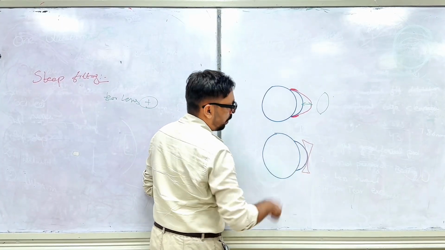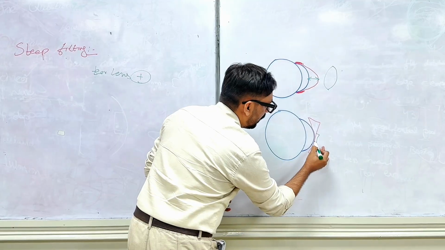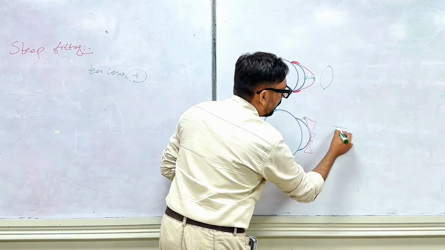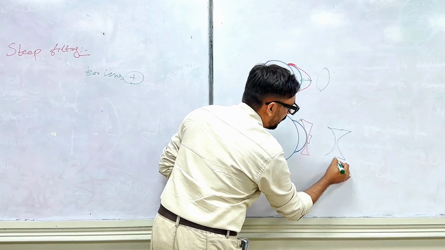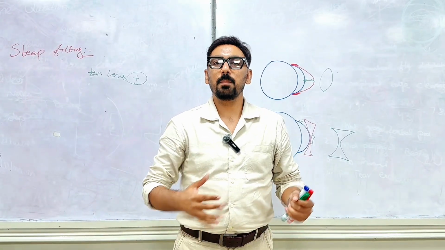There is no space between the lens and the cornea at the center, and there is space between the lens and the cornea at the periphery. So it will give the effect of a minus lens. So whenever there is a flat fitting, the tear lens will be in minus form.